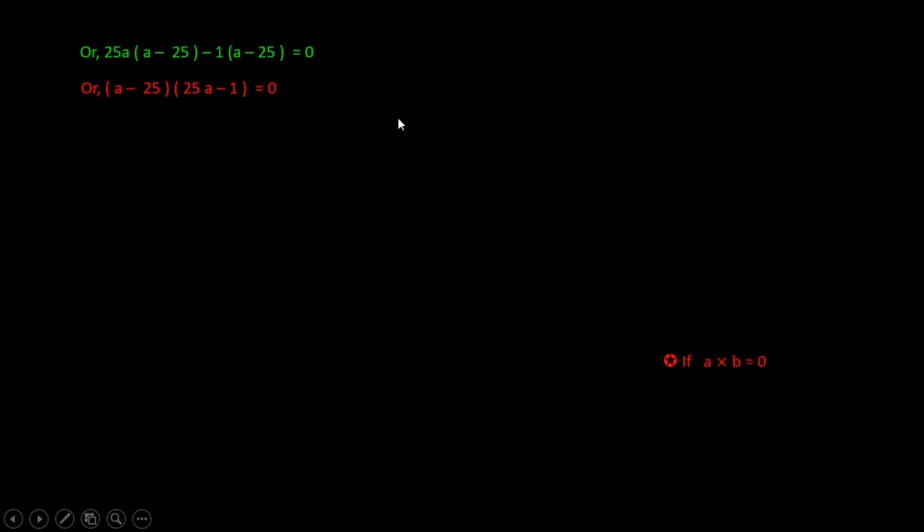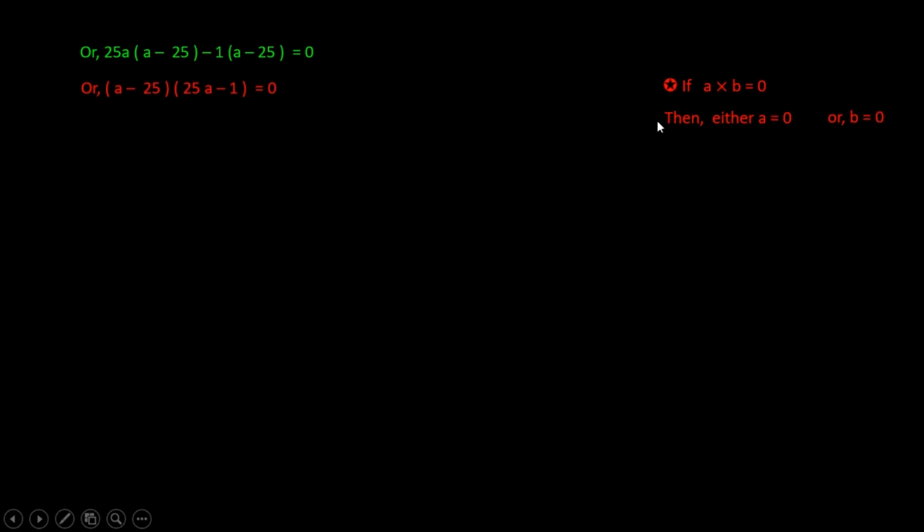So we can say that if a times b equals 0, then either a is 0 or b is 0. If a is 0, then b may be some number, positive, negative, or a variable, anything. If b is 0, then a may be some variable or number. So either a is 0 or b is 0, but not both of them.